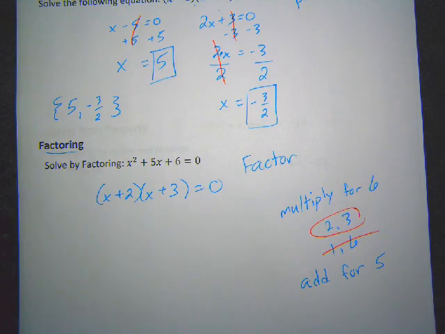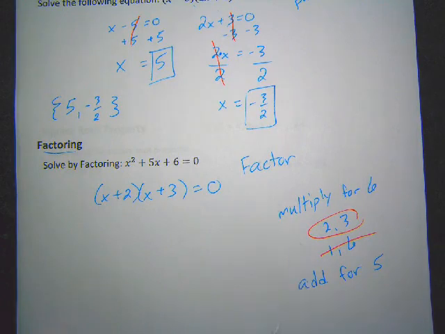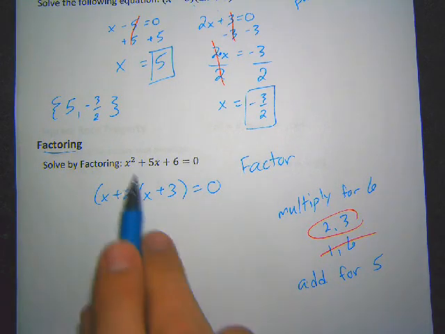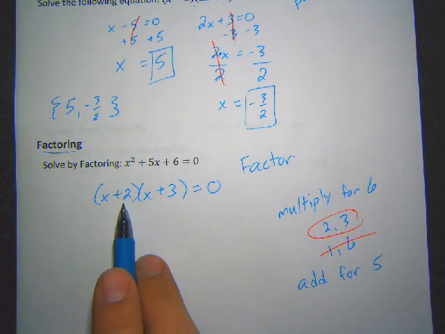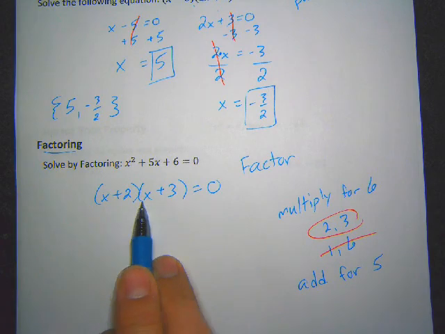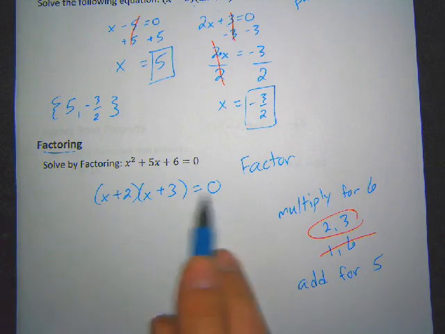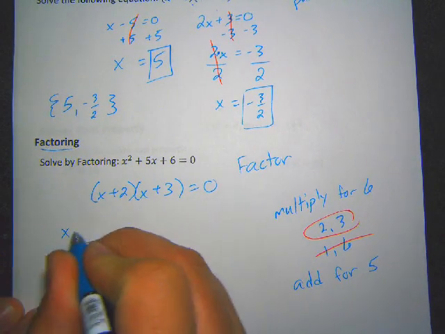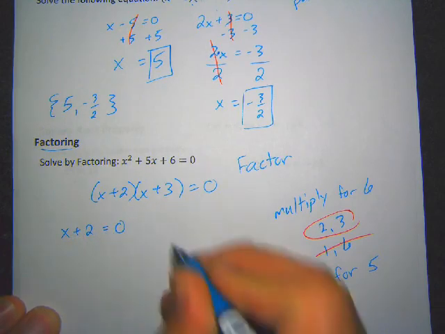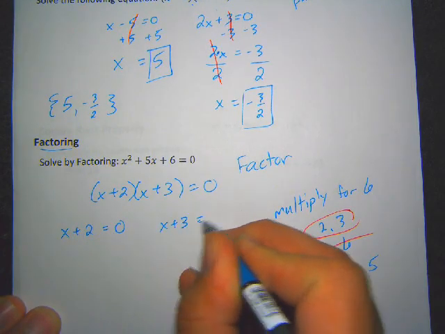It's a pretty heavy thing we do all throughout the rest of the semester, so you should be comfortable with it. If you're not yet, maybe practice a little bit, because we're going to use it. If I can, I'll take an expression like this, factor it, and once it's written as multiplication equals 0, I set both parts equal to 0. So I'm going to take x plus 2, set that equal to 0, take x plus 3, and set that equal to 0.